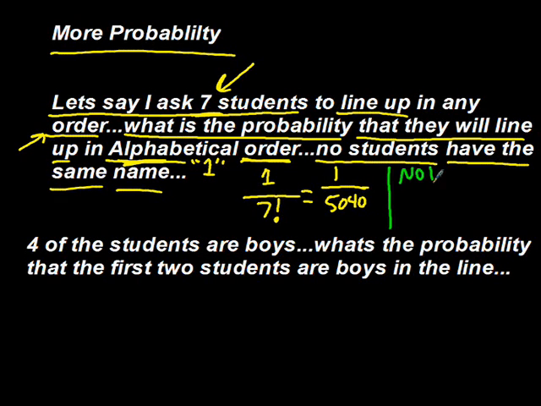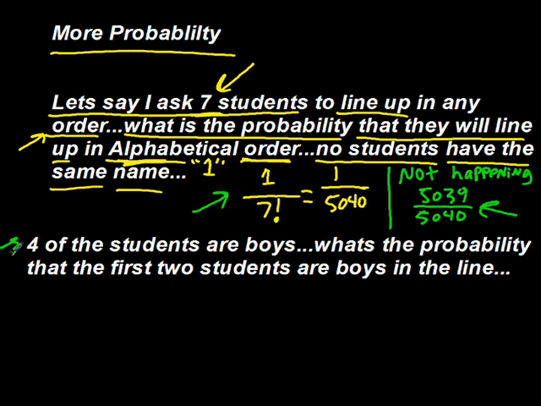Now, let's say that we want to know the chance of that not happening. What do you think that is? Well, it's actually 5039 out of 5040. This is when it's in our favor, and this is when it's against our favor. Alright, let's keep on going.